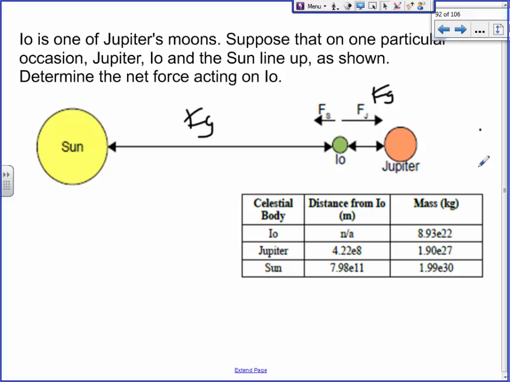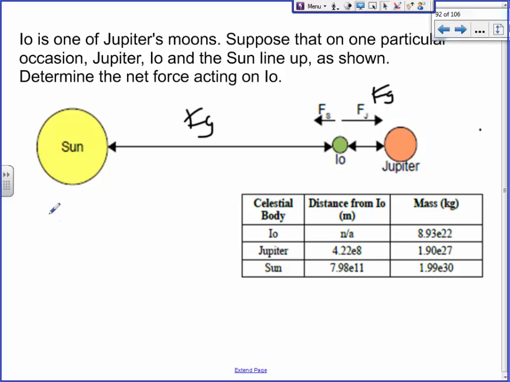Does that make sense? It's like a tug of war. Io is getting pulled by Jupiter, and Io is getting pulled by the Sun. Who's going to win this fight? Jupiter or the Sun? Why Jupiter? You're right. Yeah, although the Sun is massive, it is a long, long, long ways away. Does that make sense? So, you have all the distance you need here. And so what you just need to be comfortable doing is working with large numbers in your calculator.